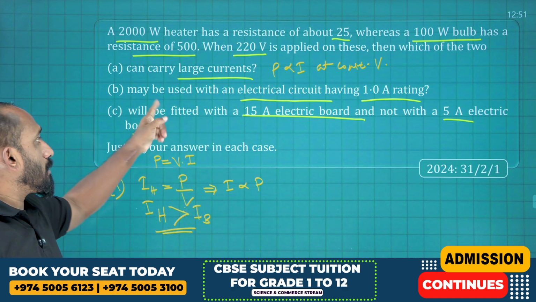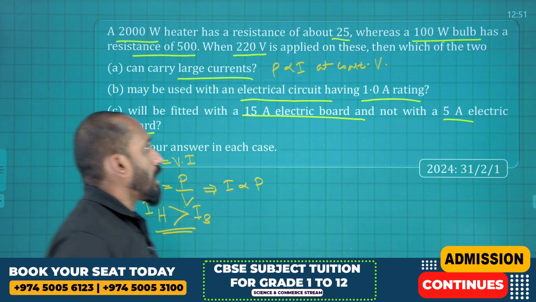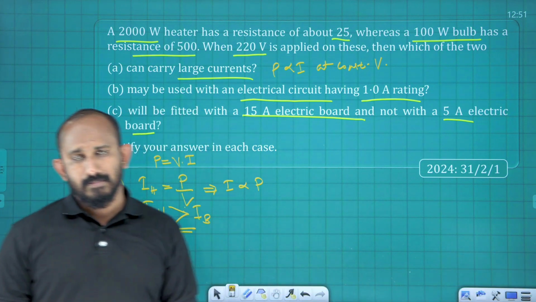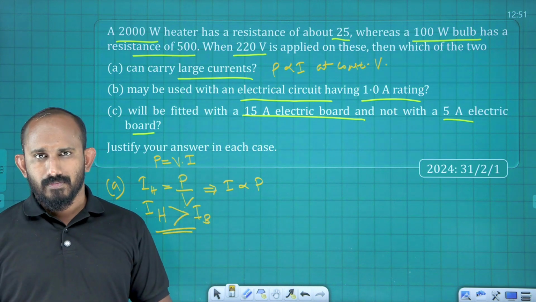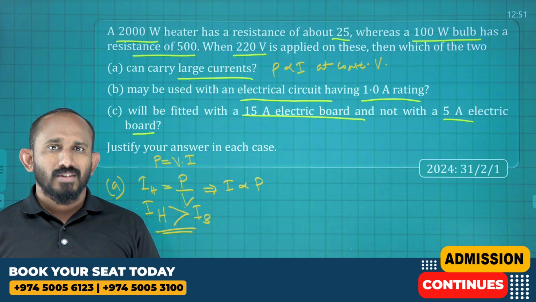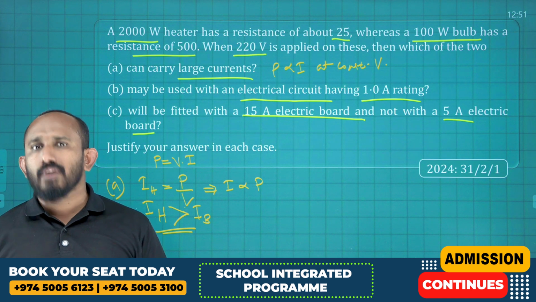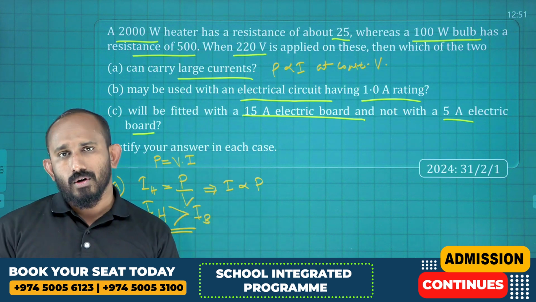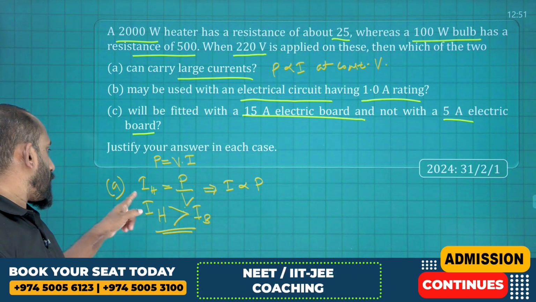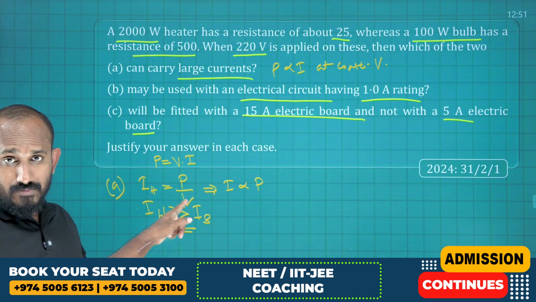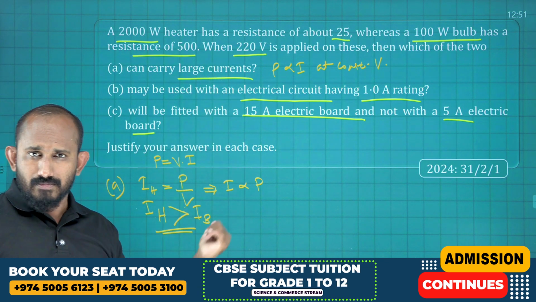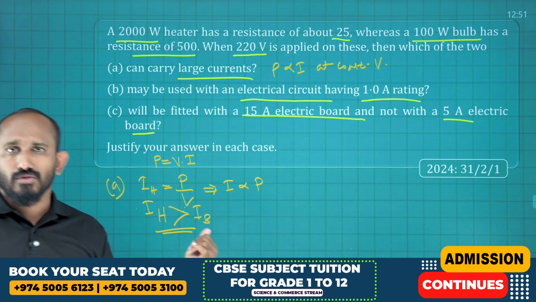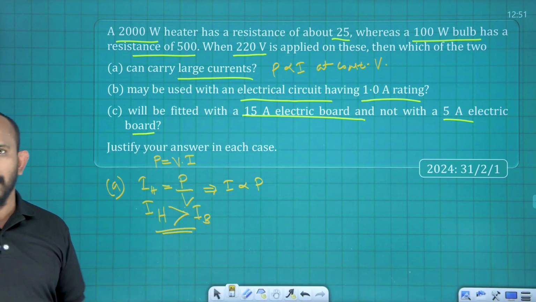Second one, may be used with an electrical circuit having 1 ampere rating. So 1 ampere rating, where it can be used. Of course, that circuit also should have that much current only. So let's try. For heater, power is almost 2000 divided by 220 volt. It's almost greater than 1 ampere.